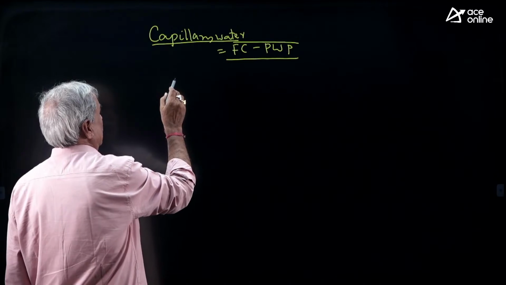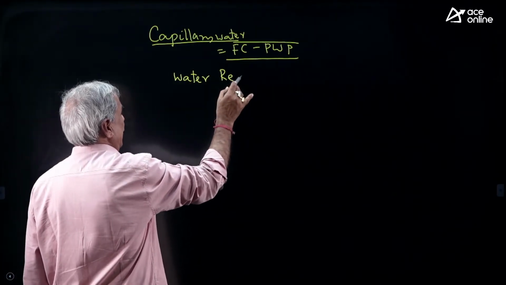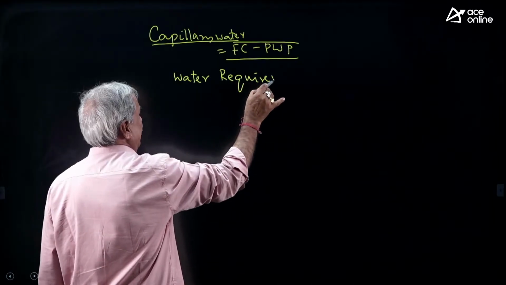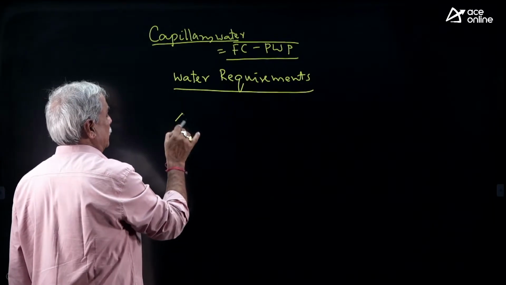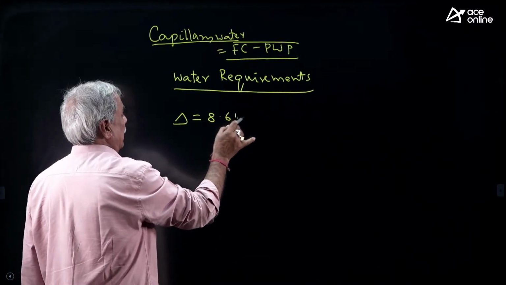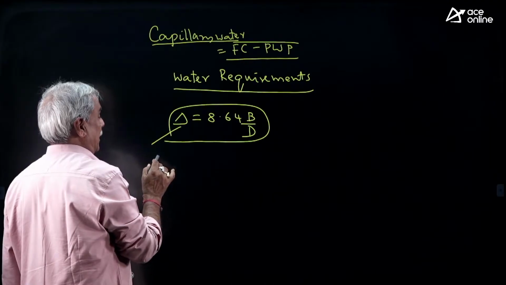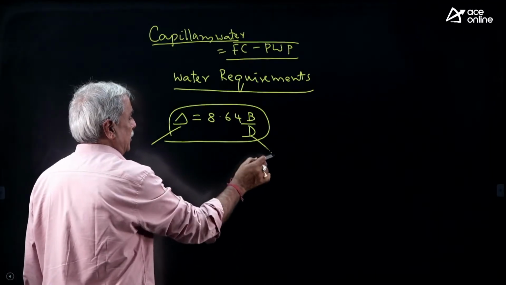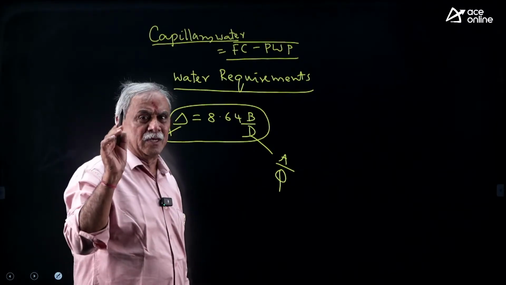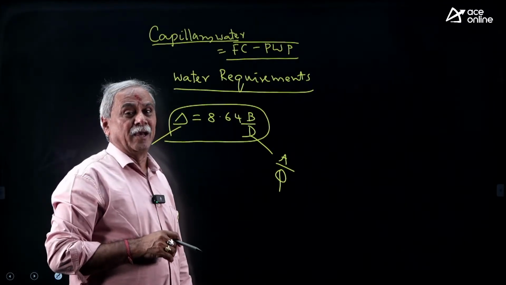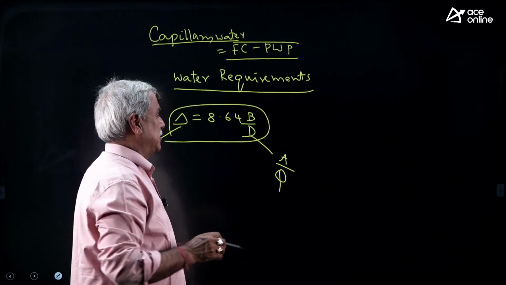We should know the basic water requirements of the crop. Water requirements of the crop is one important area where generally questions are asked on the duty delta relation, delta is equal to 8.64 B by D. Delta is the total depth of the water. Duty is area divided by discharge. Commonly asked definition. What is the definition for duty? Area irrigated divided by discharge delivered.